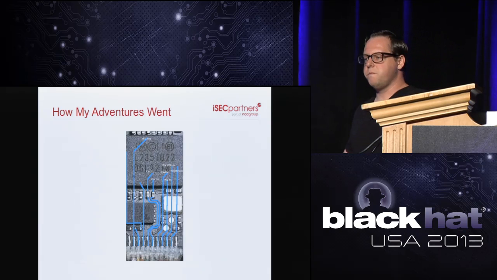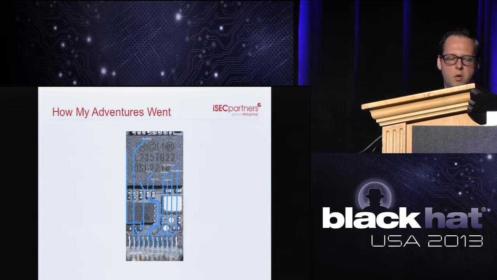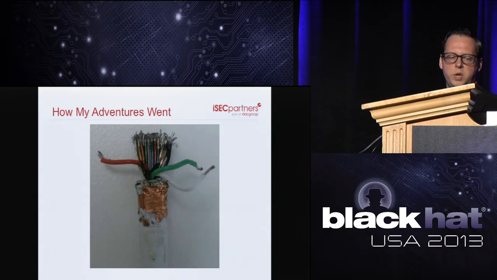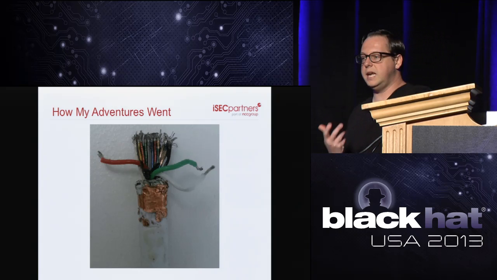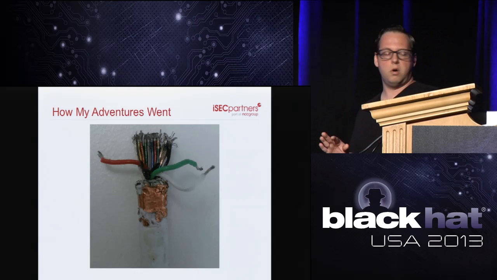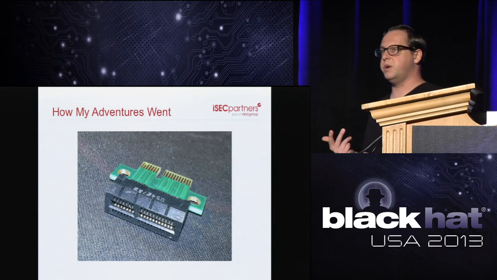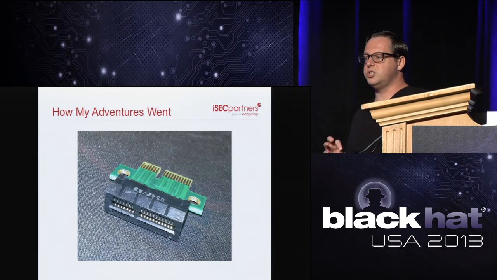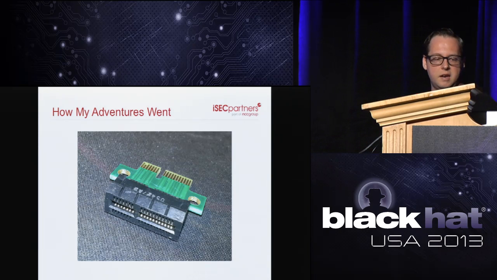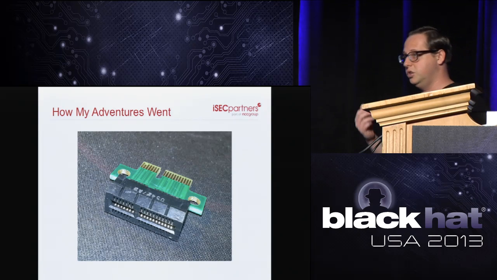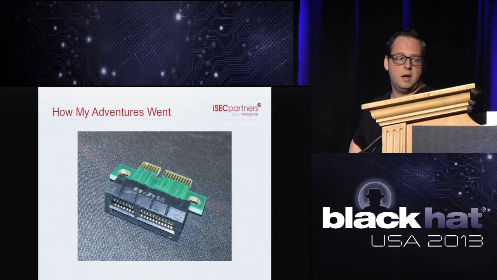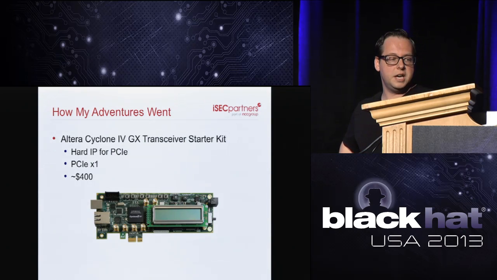We could say, okay, I've mapped out all the PCI Express pins. These are the wires that are doing this PCI Express. And so what we can do is take this and desolder it. We know where all the pins are going. Maybe we can buy a little PCI Express DIP connector and solder everything in correctly, and maybe we'll get an FPGA and we can do a DMA attack through an FPGA. So I chose the Altera Cyclone 4 GX transceiver starter kit.